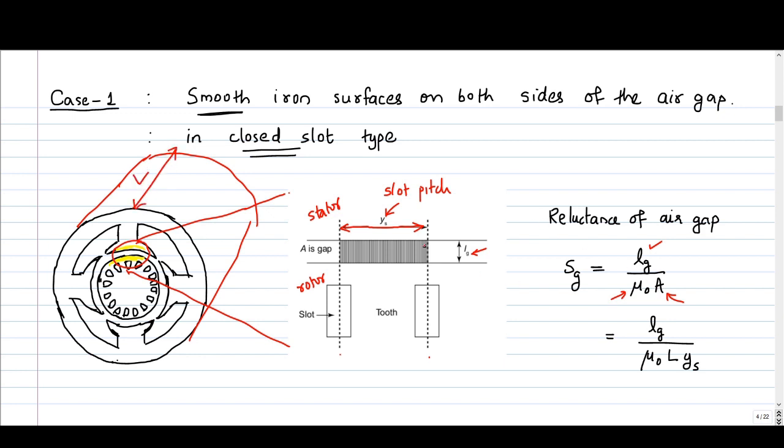So area of the air gap will be this YS multiplied by the core length. Okay, so you will get the area of the air gap. So L into YS gives A. So effectively reluctance of the air gap is LG by mu zero into L into YS.